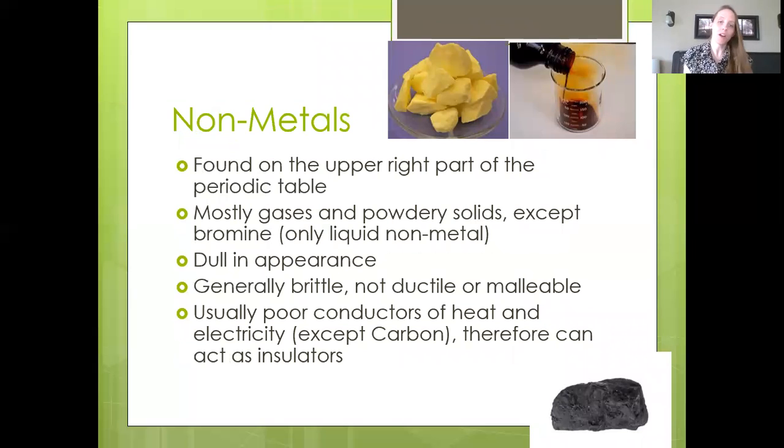Then we also have our nonmetals, which are found on the upper right corner of the periodic table. They're mostly gases and powdery solids, except for bromine, which is the only liquid nonmetal. They tend to be quite dull in appearance. They're not shiny. They also tend to be brittle, so they're not ductile or malleable. If you try to squish them or pull them into a cord, they will just crumble. And they are usually not very good conductors of heat or electricity, with the exception of carbon. So they tend to be fairly good insulators.